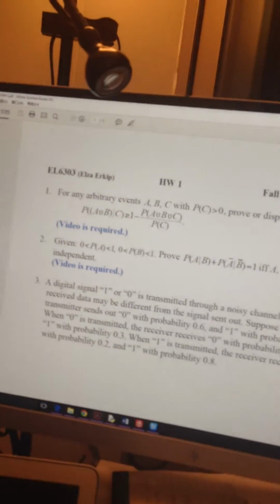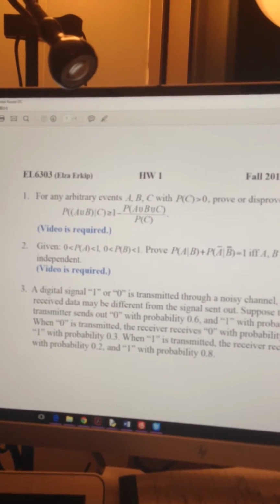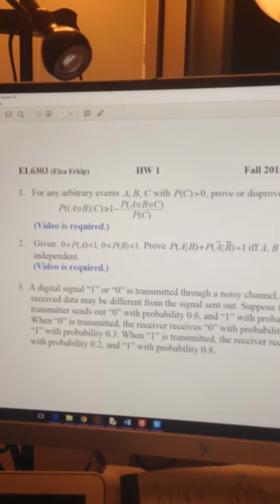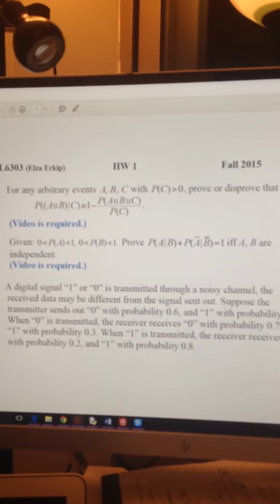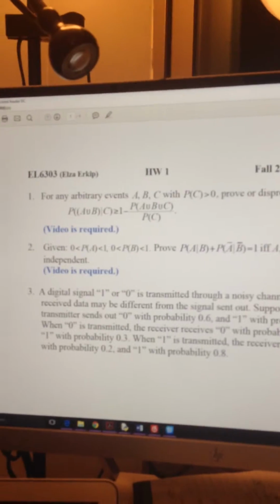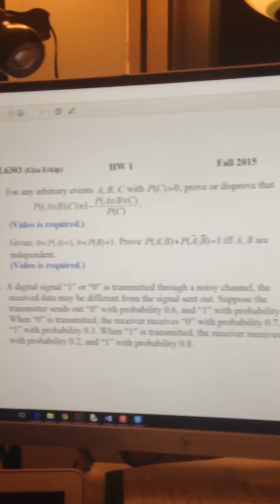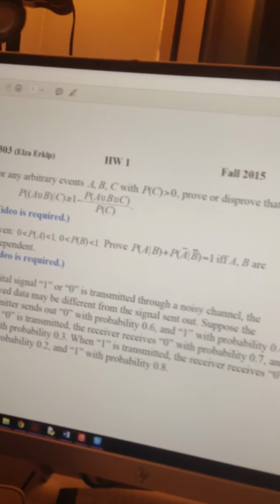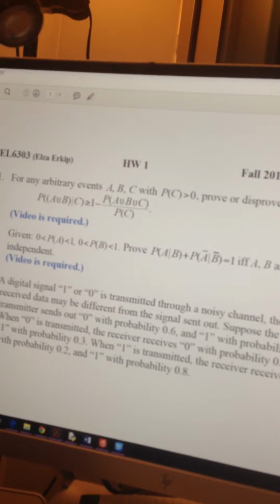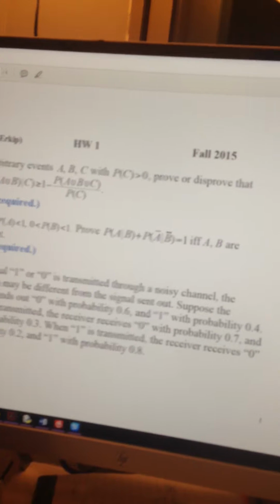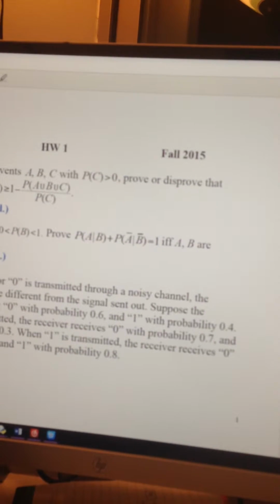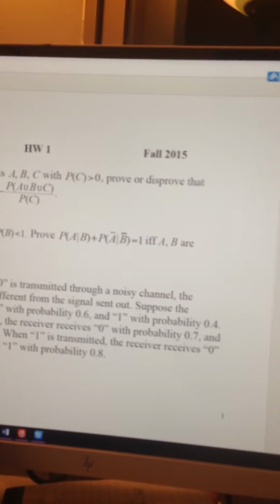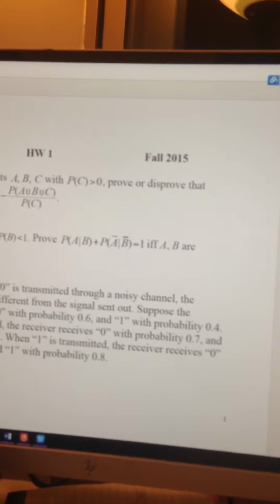The question is: given two events, prove that the two conditional probabilities add up to 1 if and only if A and B are independent. So this question needs us to prove in two steps. One is that, given A and B are independent, we prove the two add up to 1, and the other is that, given these two conditional probabilities add up to 1, we prove that A and B are independent.